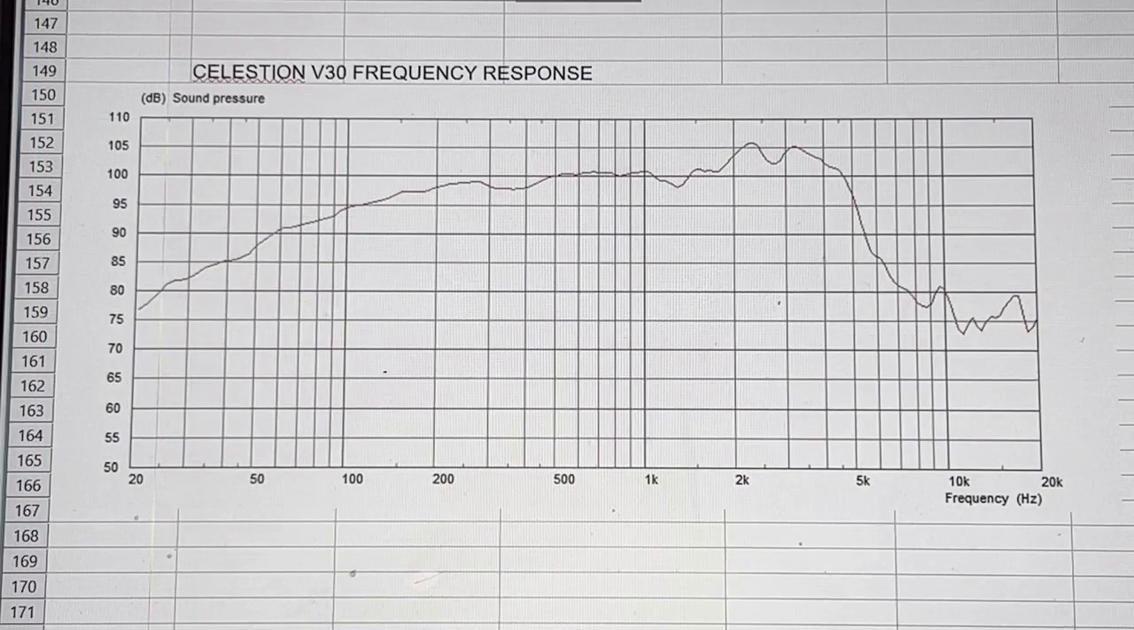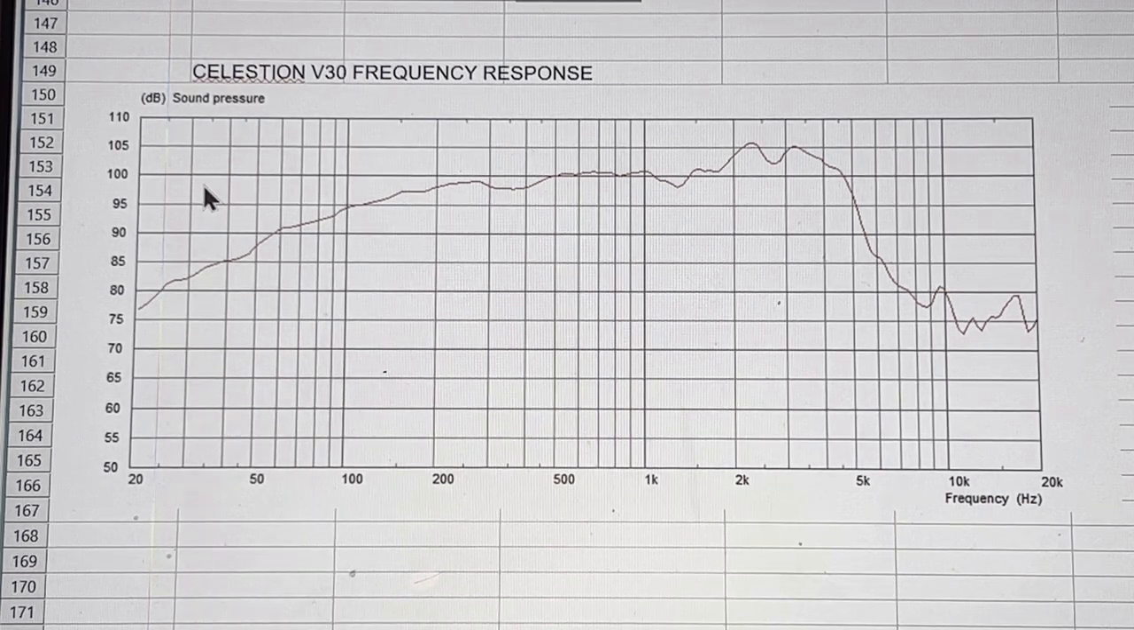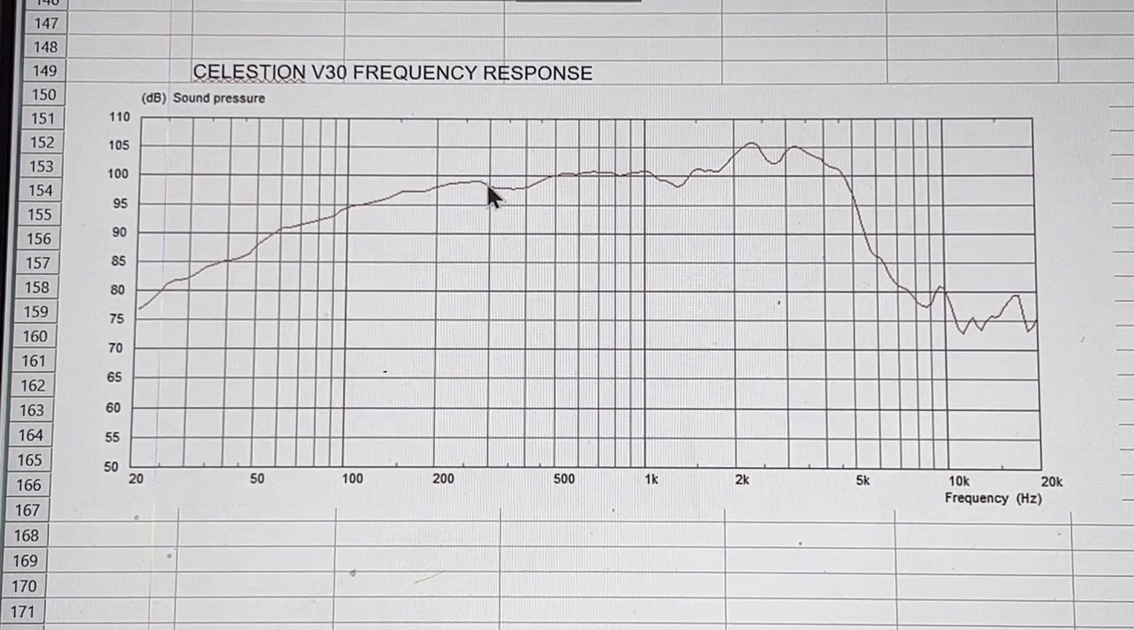What I'm showing you here now is a Celestion V30 frequency response curve measured in sound pressure in dB, which is different than what I used. I was just measuring voltage, not sound pressure. But you can see how the Celestion speaker starts rolling off around 300 here, down to 75, so there's a considerable amount of roll-off on the low end.